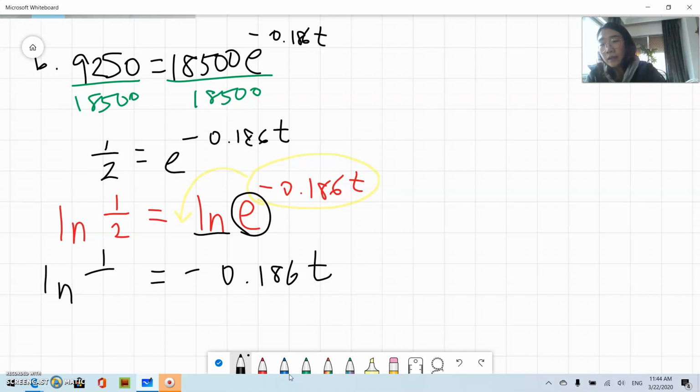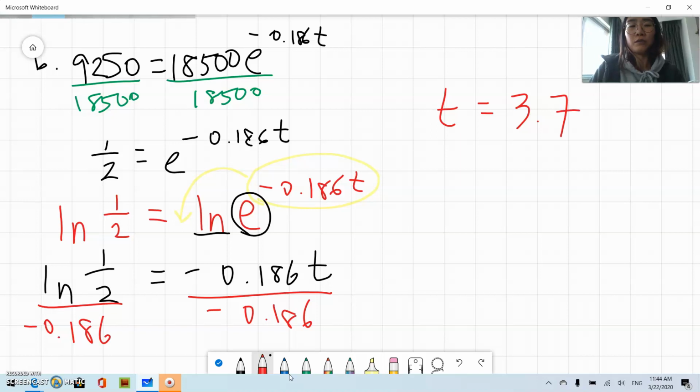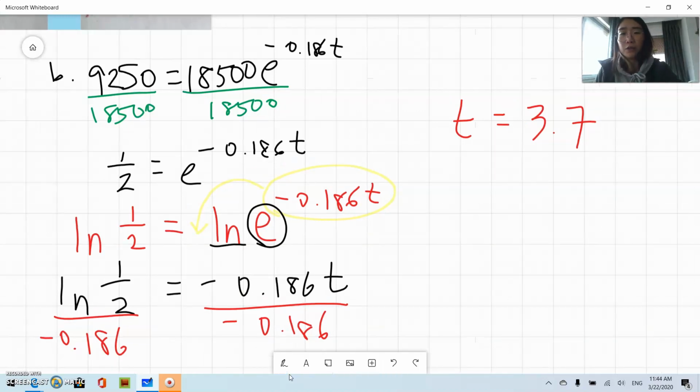And ln 1/2. Well, ln 1/2 is a number, and whatever is in front of t is a number, so we can divide both sides by that number. And then you plug it into a calculator to get t. It's 3.72659... So I will just say 3.7-ish. Okay? So what it means is that it will take 3.7-ish years to get to half of what you have purchased. Okay?